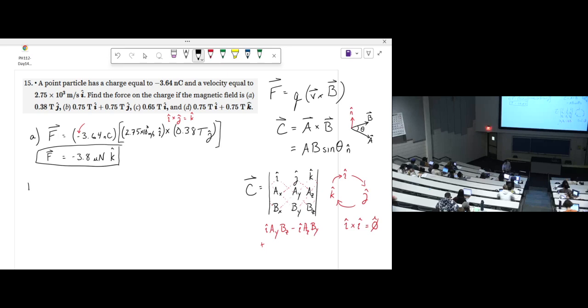Now for part B, I get F is equal to the charge, so minus 3.64 nanocoulombs times 2.75 times 10 to the 3 meters per second in I hat, crossed into 0.75 Tesla onto I hat plus j hat.